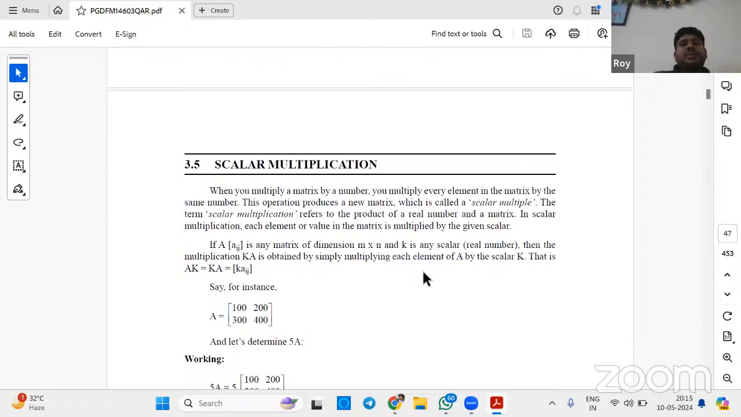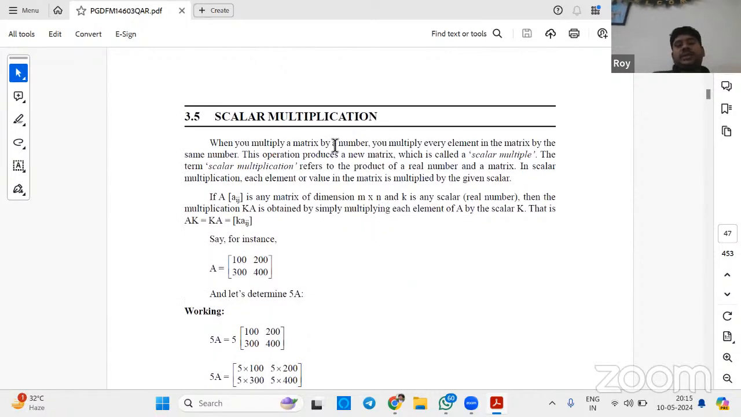What is scalar multiplication? When you multiply a matrix by a number, you multiply every element in the matrix by the same number. This is very, very important. This is called the scalar multiple. The term scalar multiplication refers to the product of a real number and a matrix, and in scalar multiplication, each element or value in the matrix is multiplied by the given scalar.